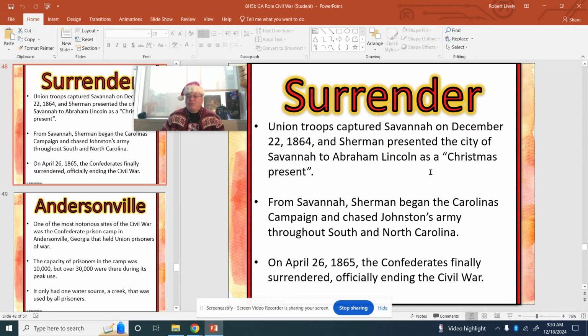Union troops captured Savannah on December 22nd, 1864. Sherman presented the city of Savannah to Abraham Lincoln as a Christmas present. From Savannah, Sherman began the Carolinas campaign and chased Johnston's army throughout South and North Carolina. On April 26, 1865, the Confederates finally surrendered and officially ended the Civil War.